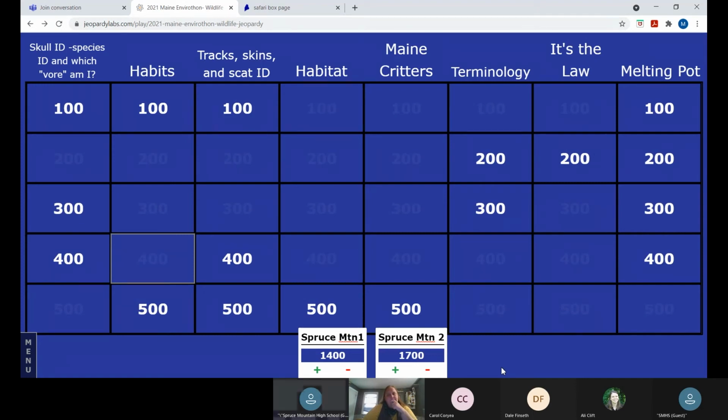You want a hundred this time? Sure, or pick one. I can't see past the taskbar how ahead we are. Oh, we're ahead by 300. Let's do Skull ID for 100. Play it safe this time.